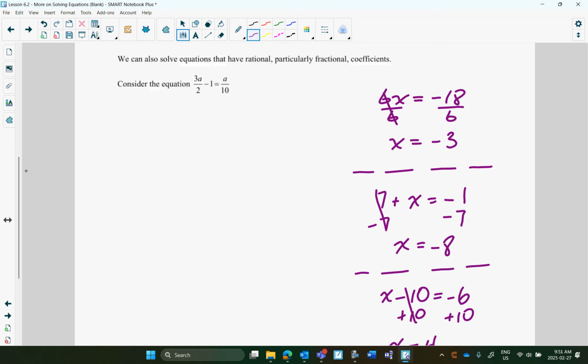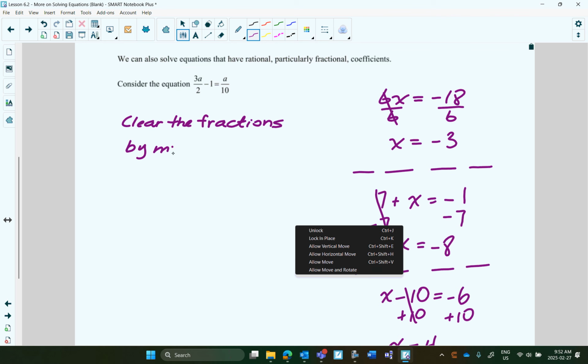When you see a fraction equation, the first thing you want to do is get rid of the fractions. So I want to clear the fractions. And remember, fractions is just the same as division. So how do I get rid of division? I multiply.